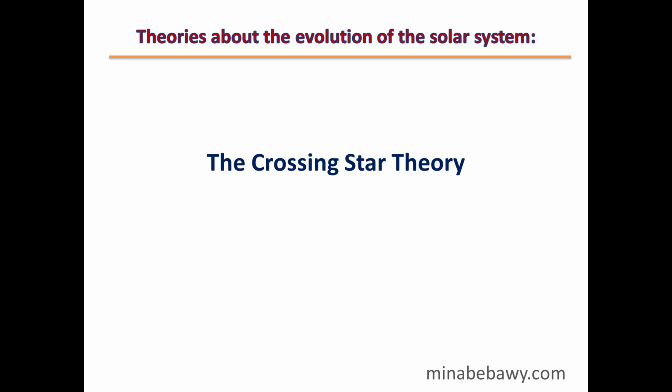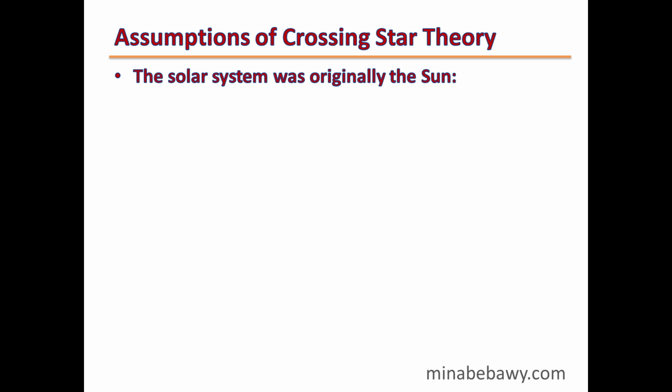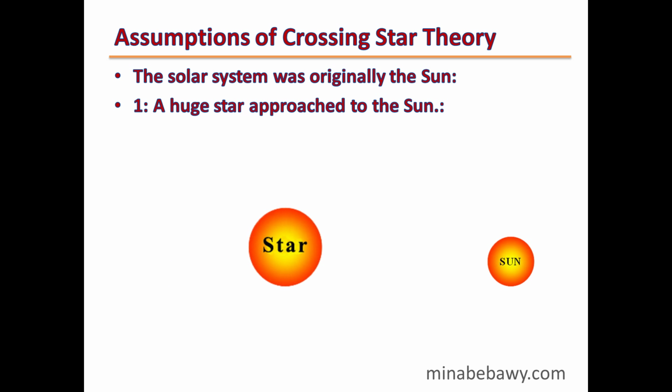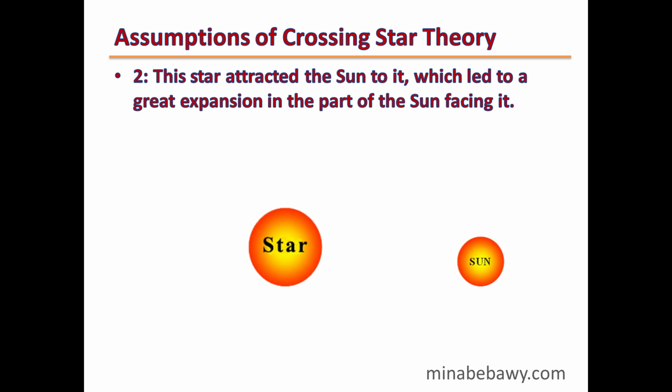The second theory is the crossing star theory. The solar system was originally the sun. At the beginning, there was only the sun without planets. According to this theory, a huge star approached the sun. This star attracted the sun to it, which led to a great expansion in the part of the sun facing it. This is the expanded part from the sun due to the huge gravity of the star.